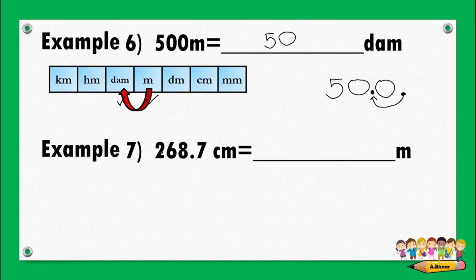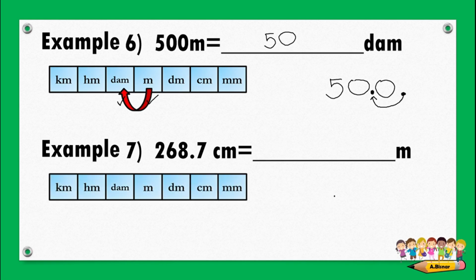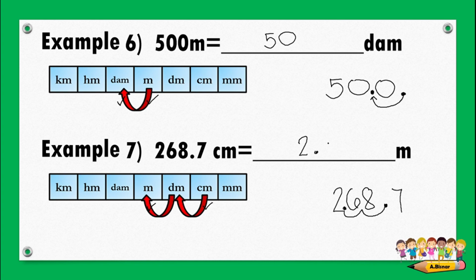Another, 268.7 centimeters to meters. So let us write the given, 268.7 centimeters to meters. So let's count from centimeter to meter. 1, 2. 2 movements to the left. So we will move the decimal point 2 times to the left. 1, 2. Which means 268.7 centimeters is equivalent to 2.687 meters.